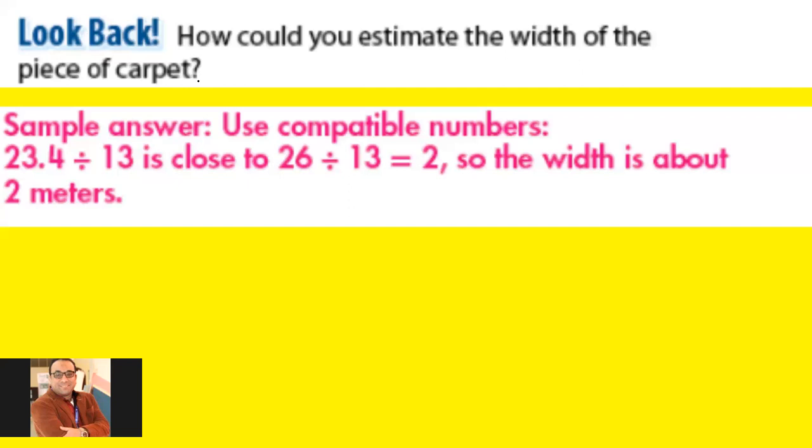So the relation here means to make two numbers compatible. Compatible means they are in the same times table. 26 is the product of multiplying 2 by 13. So the width is about 2 meters, because we used estimation. Thanks, everybody. Let's go directly to the solve and share question.